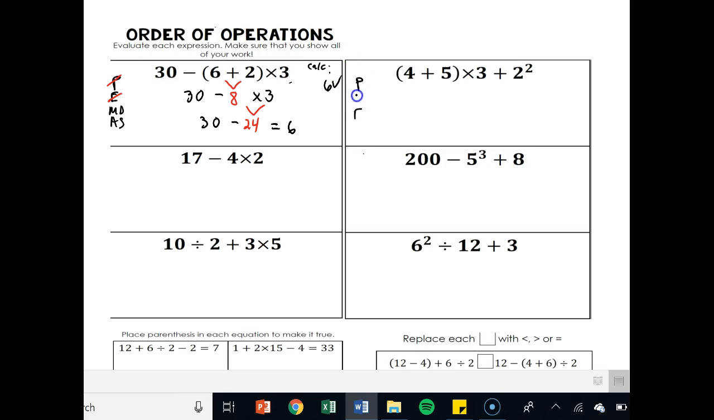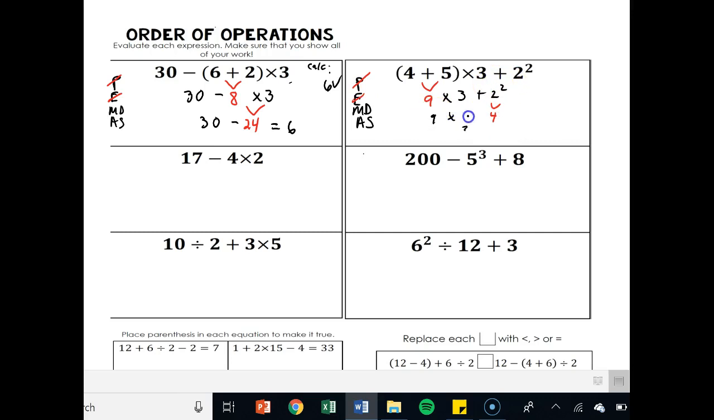Again, we got PEMDAS right down the side. Notice the M and the D and the A and the S, they stay on the same level because it happens whichever comes first, left to right. So, do I have parentheses? Yes, I do. 4 plus 5 is 9. So no more parentheses. Get rid of it, drop down everything else. So times 3 plus 2 squared. Do I have exponents? Yes, I do. 2 squared is 4 because that's 2 times 2. So drop down everything else.